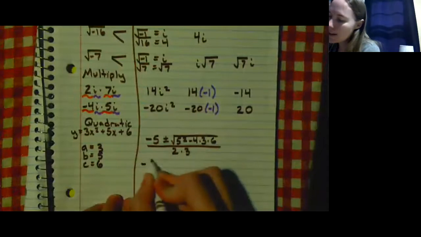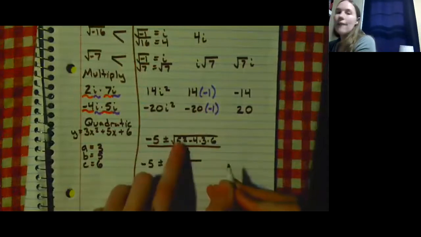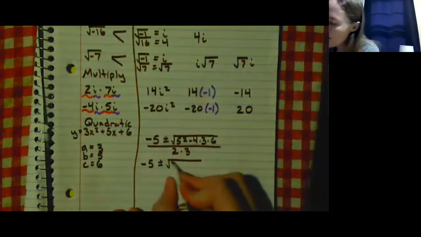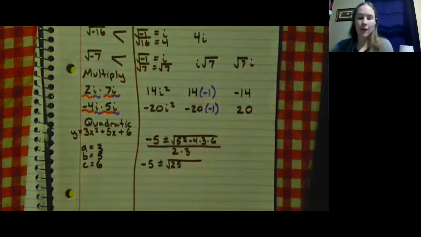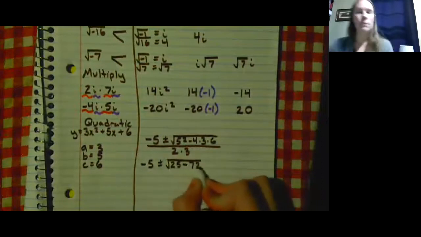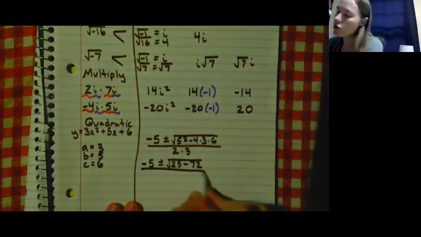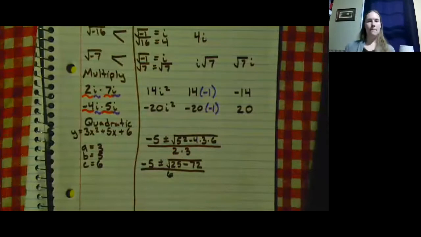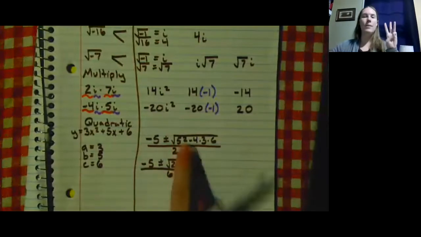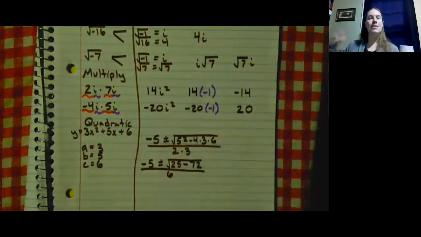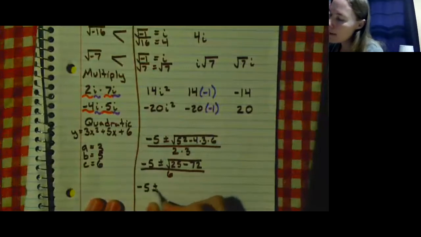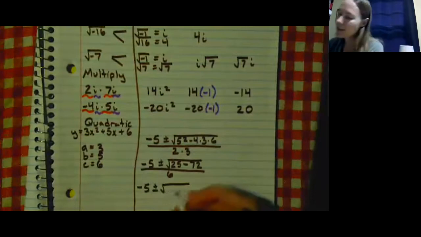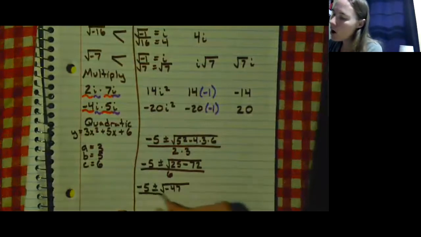So -5, I can't simplify that any. Plus or minus 5 squared, I can simplify that. I know that's 25. And then I have -4 times 3 times 6, and I can simplify that. -4 times 3 times 6 would give me -72. Then all over 2 times 3, I can simplify that. That's 6. So we identified, we plugged in, and we simplified. Our next step to simplify further is we just subtract. So I would have -5 plus or minus the square root. When you subtract this, you would get -47 all over 6.